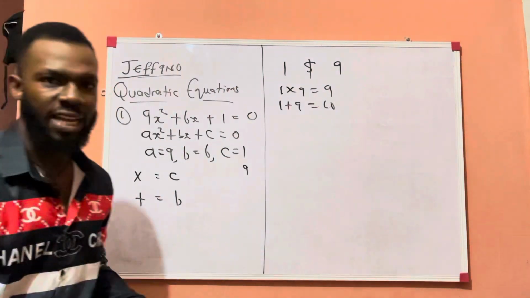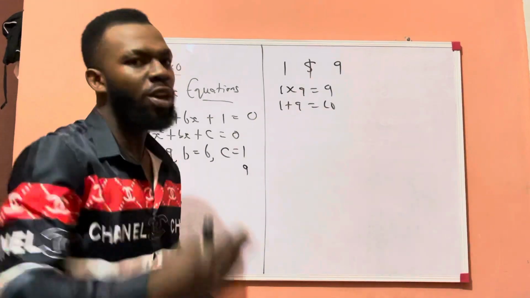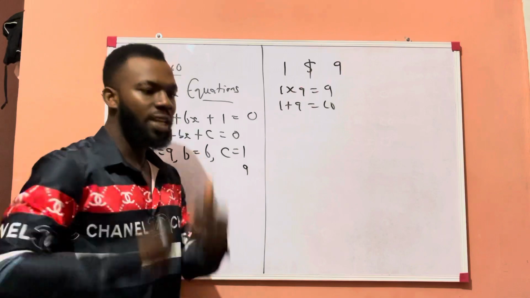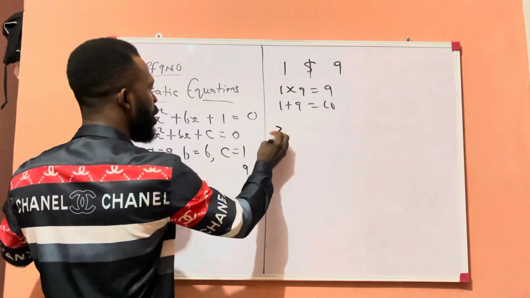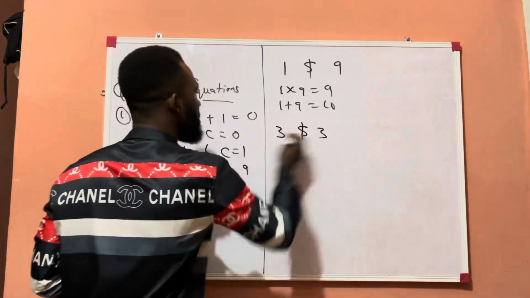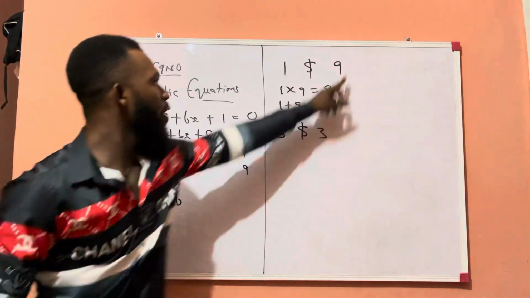Now, what do you do next? You go to the next factor of 9. Now, 2 is not a factor of 9 because when 2 divides 9, there's a remainder of 1. So the next factor of 9 is 3. Now, let us go. If I have 3, how many times will 3 divide 9? It will give us 3 times. Now, automatically, what does that mean? 3 is also a factor of 9.